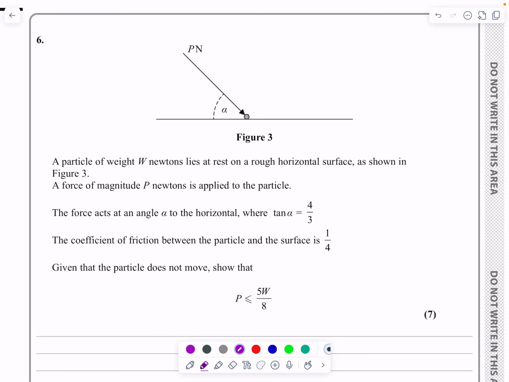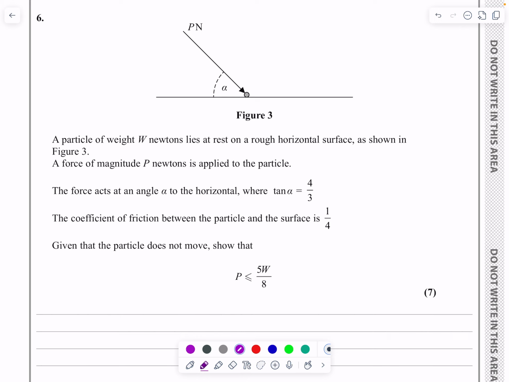Okay, this is the M1 paper from June 2023. It's question number 6, and when we get far enough through this question, we'll see it's a statics question. We've got all these forces acting in equilibrium. We're going to be told that the particle doesn't move. Let's have a look at the question though.